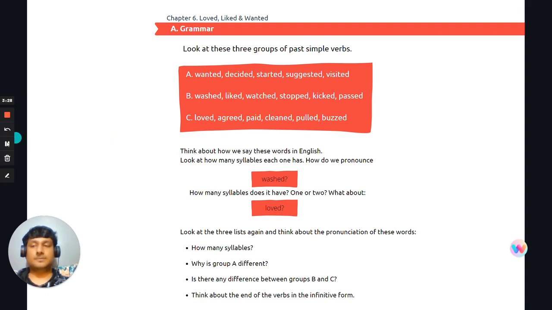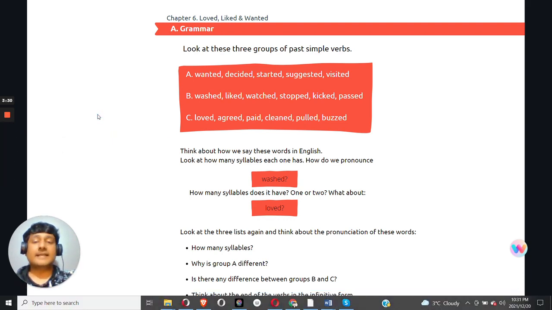Welcome back. I take it that you've answered the first question on how many syllables, and now I'm going to give you the answers. You can compare them with your own and make the necessary corrections. Okay, so for the first word, wanted, 2 syllables. The second word, decided, 3 syllables. The next word, started, 2 syllables. The next word, suggested, 3 syllables. The last word in group A, visited.